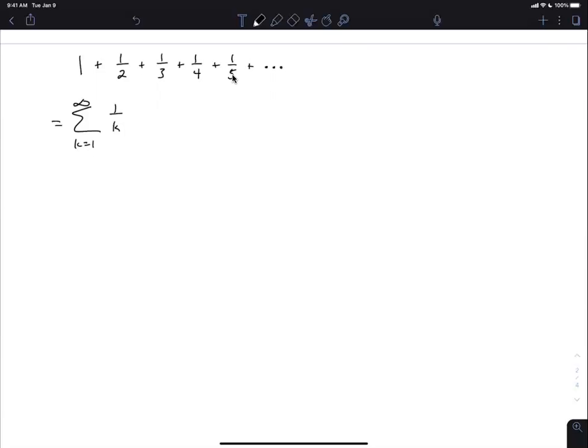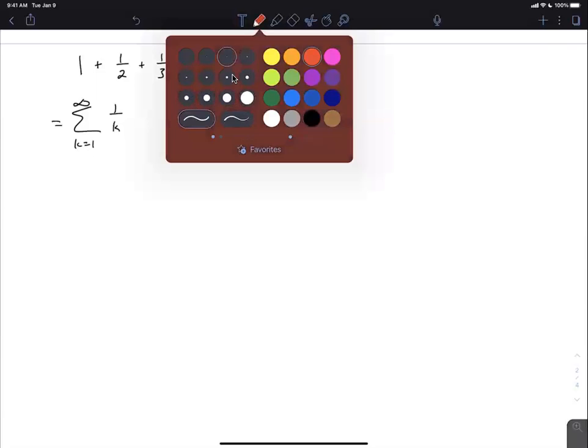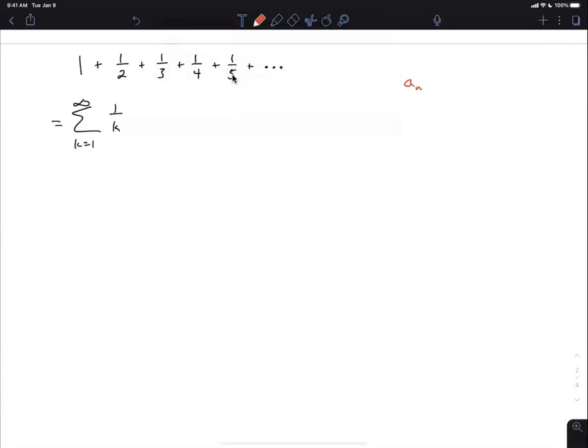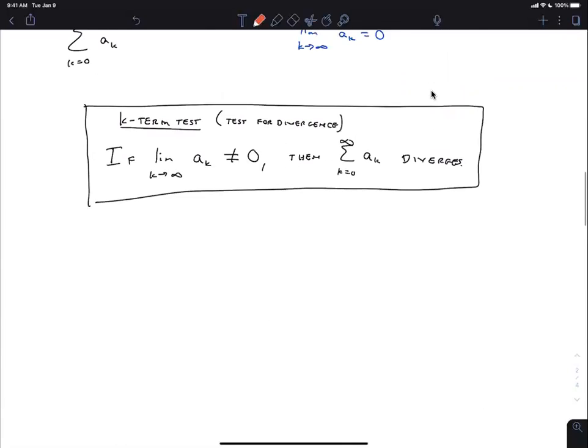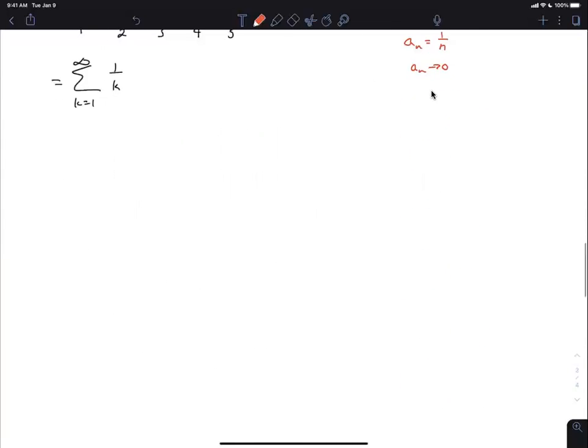Okay, now remember, we've got the sequence and the series. The corresponding sequence is 1/n. What's the limit of that sequence as n goes to infinity? 0. So the limit of this is 0. That's just saying the list of numbers 1, 1/2, 1/3, 1/4, and so on goes to 0. So then, okay, what does the K-term test tell us about this series?